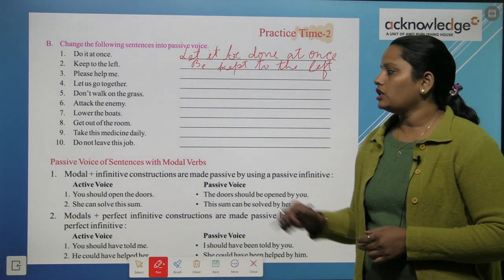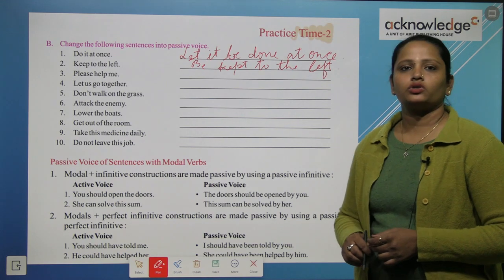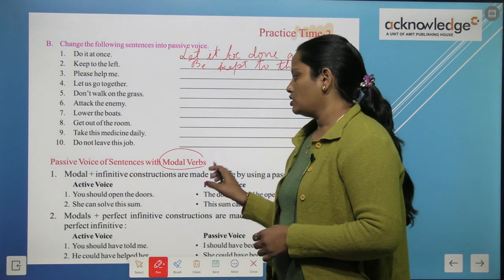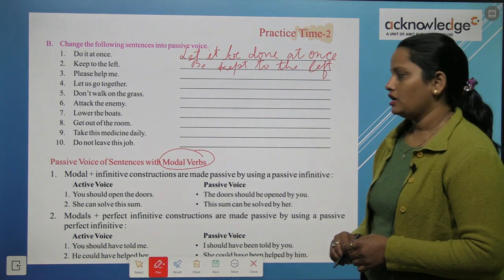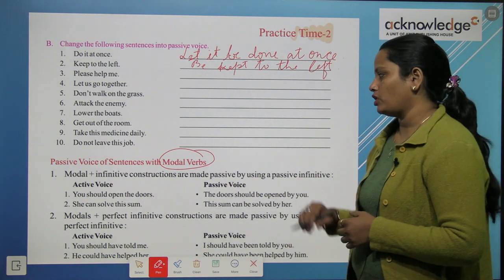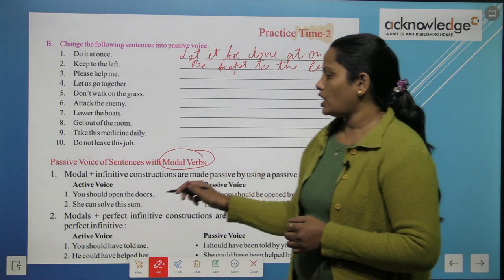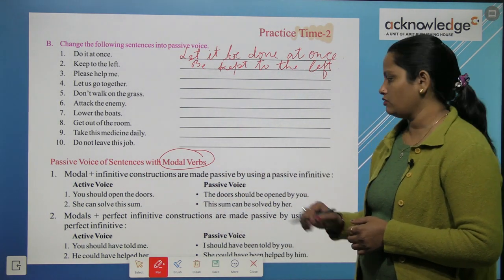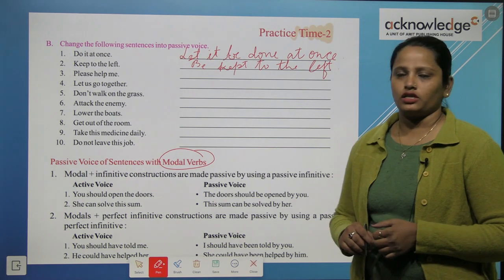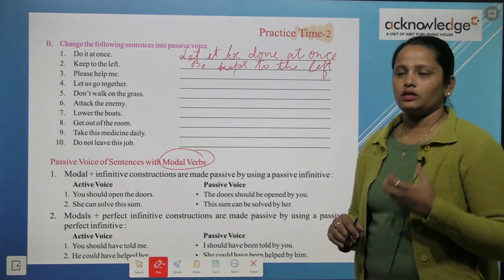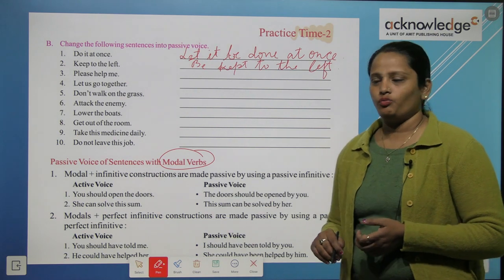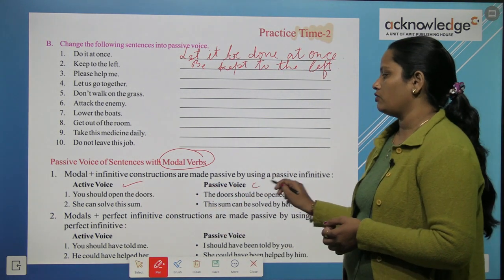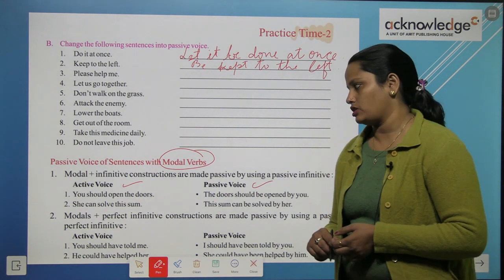Now here the next topic that we are going to learn is passive voice of sentences with modal verbs. So passive voice, we are changing with modal verbs. So modal plus infinitive constructions are made passive by using passive infinitives. So with the help of passive infinitives we can change them into passives. Here these sentences are in the active voice. Now we have changed them into the passive voice.